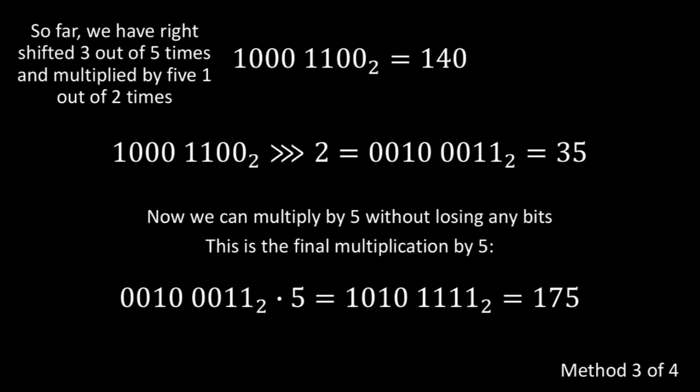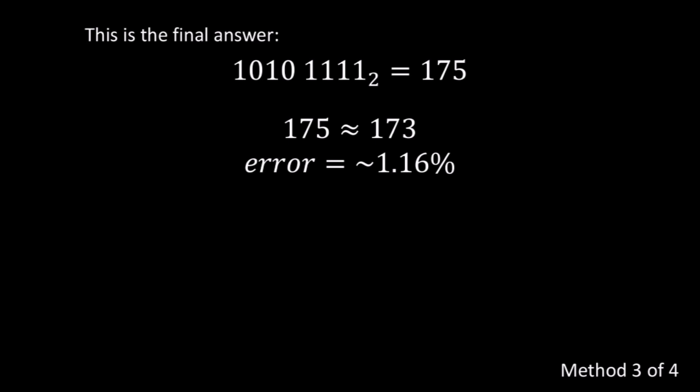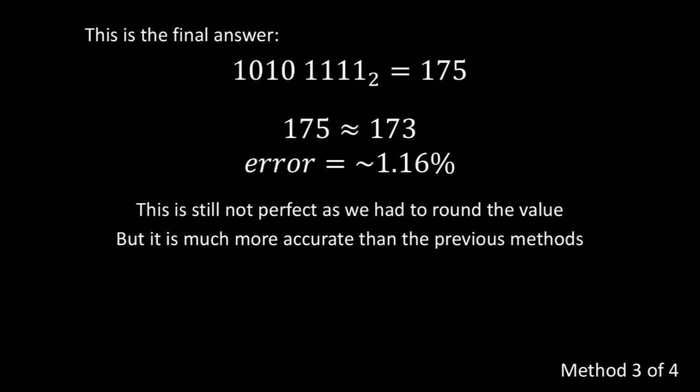Now we can multiply by 5, which is our final multiplication. So 35 multiplied by 5 gives us 175. So our final answer is 175. 175 definitely is very close to the target value of 173, with an error of only just over 1%. However, this is still not perfect as we had to round the value, but it is much more accurate than the previous method. Can we do better still?